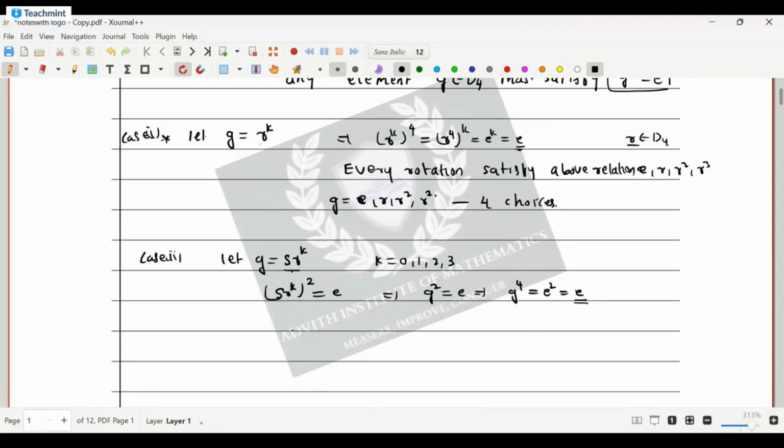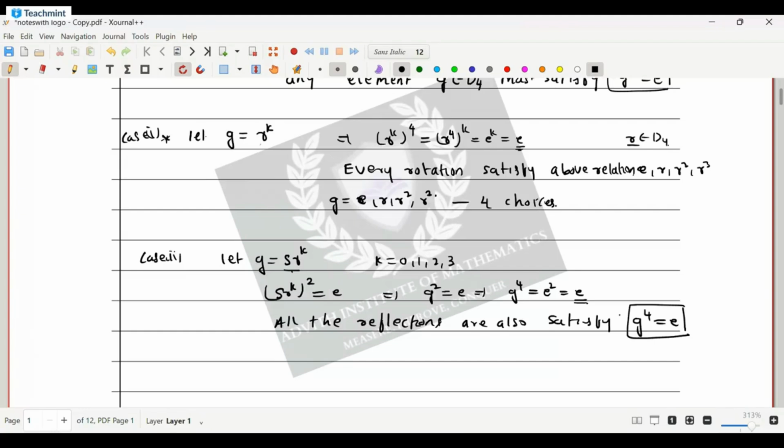So all the reflections satisfy the equation g power 4 is equal to e. So ఇవి ఎన్ని చాయిసెస్ ఉన్నాయి సార్? దీంట్లో కూడా 4 ఉన్నాయి, s, sr, sr square and sr cube. So total number of homomorphisms చెప్పండి సరే.